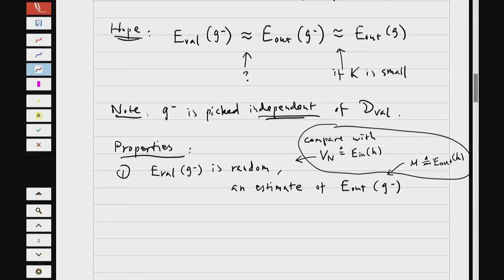And the claim is a very similar analysis. Previously we showed that Vn is a good estimate of mu, right? In particular, we showed that Vn is an unbiased and consistent estimate of mu. We're going to show the same thing for this validation error. Turns out the validation error is also an unbiased and consistent estimate of the test error.